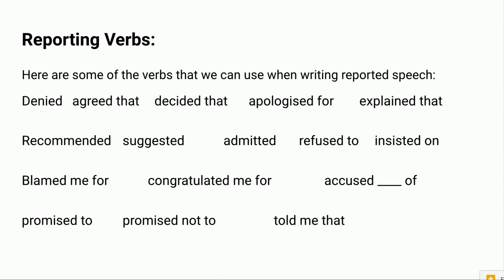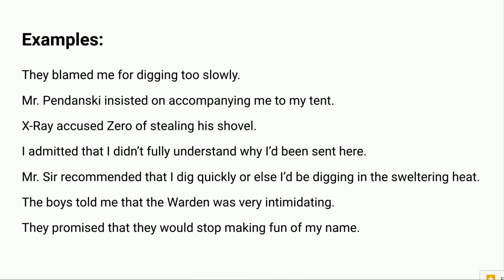When we're writing indirect speech, we can use various verbs to do that. So here are some examples. We can say denied, agreed that, decided that, apologized for, and there are lots more examples there to have a look at. And here's how to use those in a sentence. They blamed me for digging too slowly. Mr. Pendanski insisted on accompanying me to my tent. X-Ray accused Zero of stealing his shovel. I admitted that I didn't fully understand why I'd been sent here.